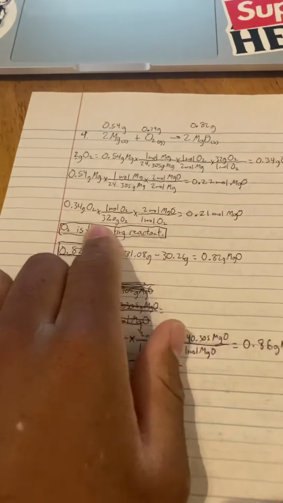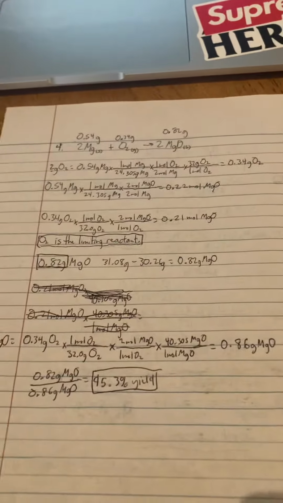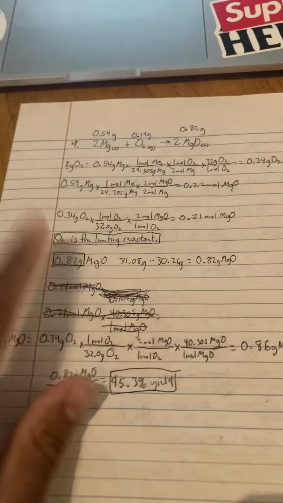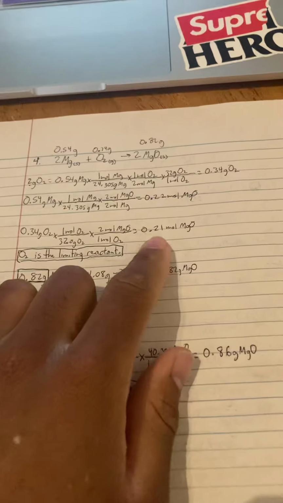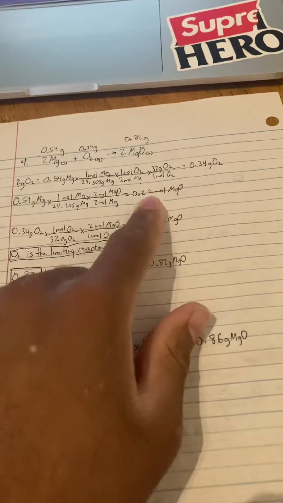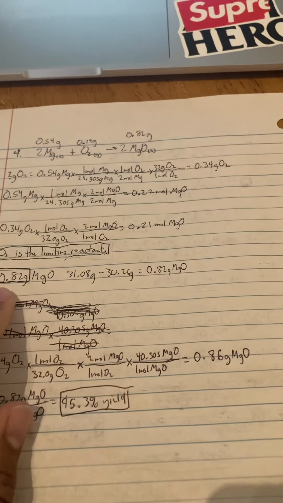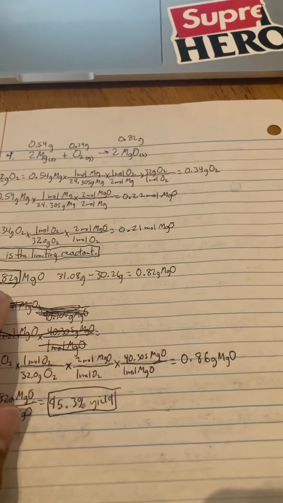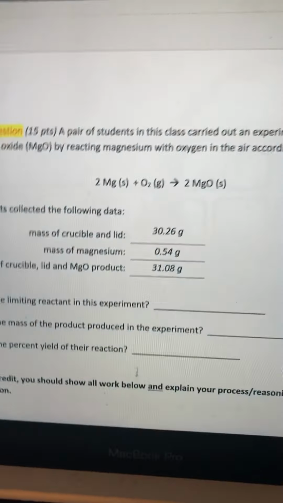And it seems to be oxygen, or O2. O2 is the limiting reactant, because it's as much as you can make. It's less than that by like a hair. And for the mass of the product produced in the experiment, I just took the numbers from here.